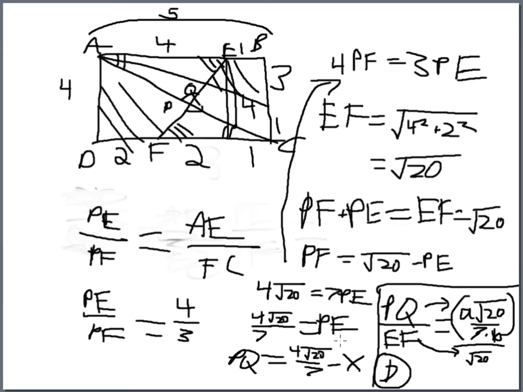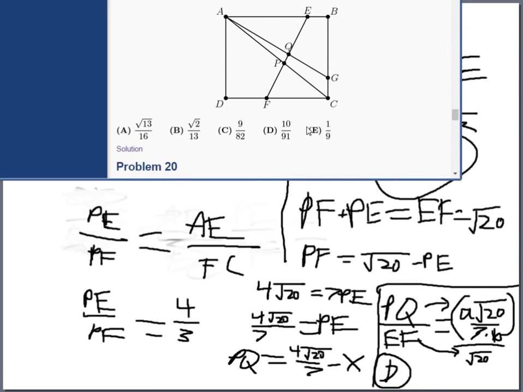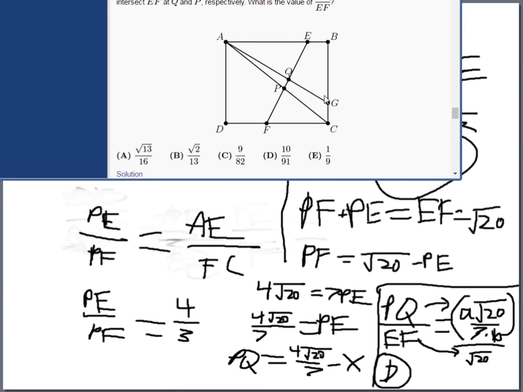And you still could do that from the beginning. So if you just found EF is equal to square root of 20 off the top, you know that none of these include anything near square root of 20 except for 10 over 91. So therefore D would be your answer for problem 19.